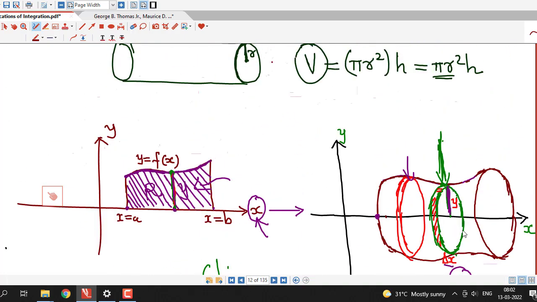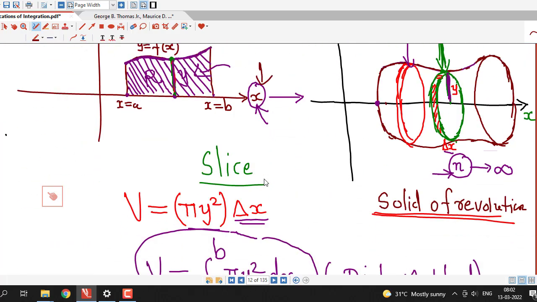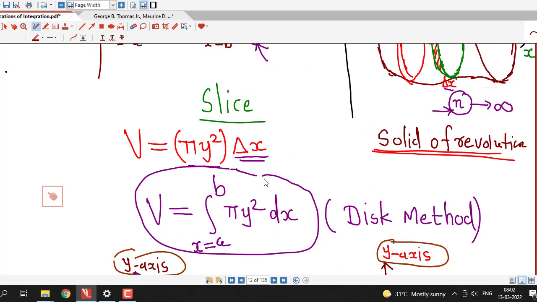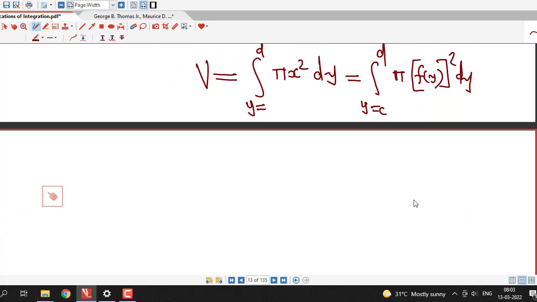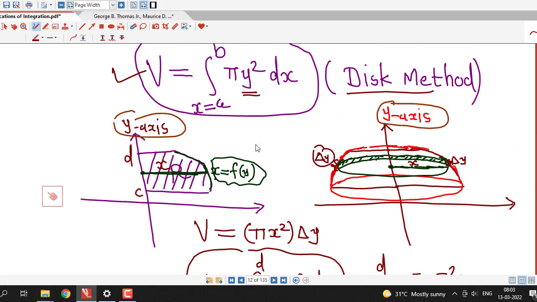So it is not necessary that the axis of rotation is the x-axis or y-axis. It can be any other line in the plane also. First we will discuss the problems in which the axis of rotation is either the x-axis or y-axis. If the axis of rotation is the x-axis, this will be the formula for the volume of the solid of revolution: volume equal to pi times y square dx. And if the axis of rotation is the y-axis, the volume of the solid will be given by V equal to pi times x square dy.